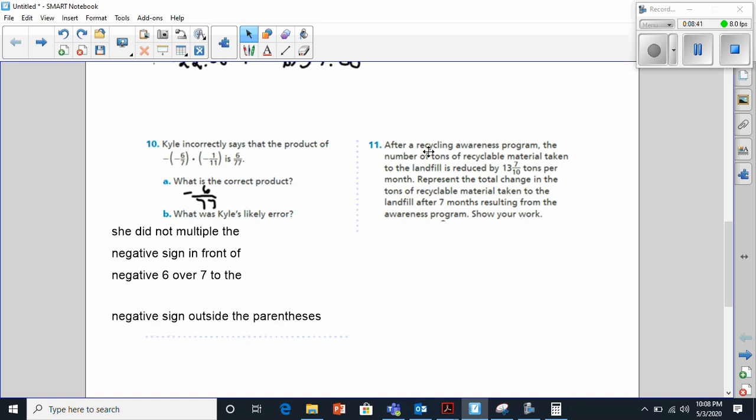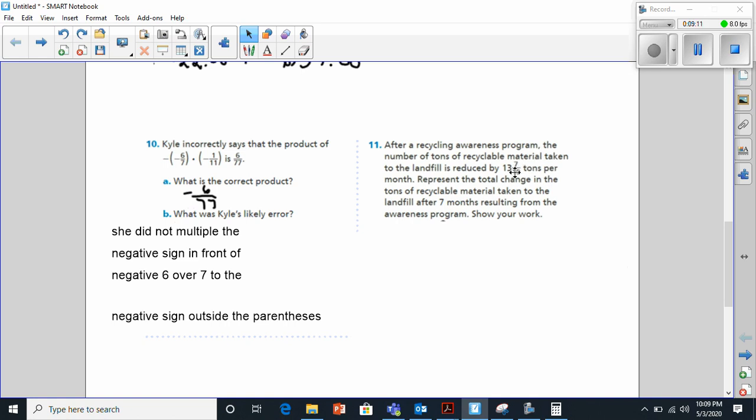So she did not multiply the negative sign in front of the negative 6/7 to the negative sign outside of the parentheses. All right, after a recycling awareness program, the number of tons of recyclable material taken to the landfill is reduced by 13 7/10 tons per month. Represent the total change in the tons of recyclable material taken to the landfill after 7 months resulting from your awareness program. Well, remember, it was 13 7/10 tons per month.